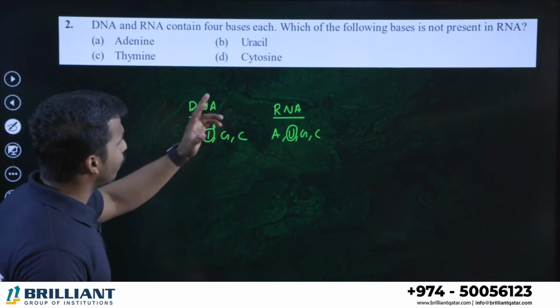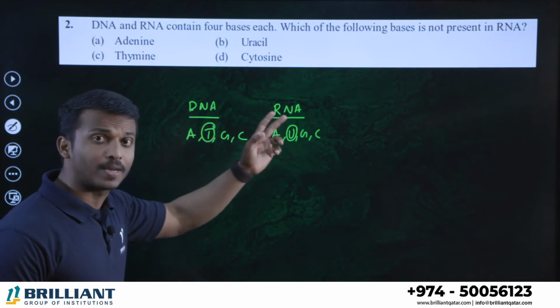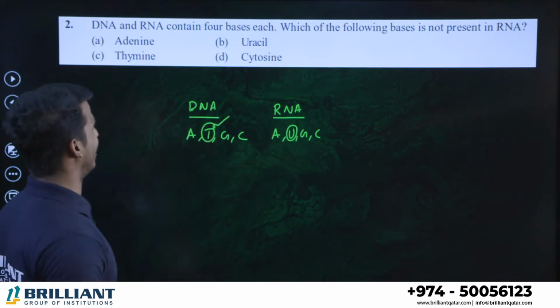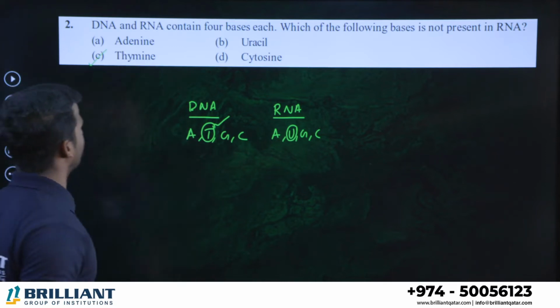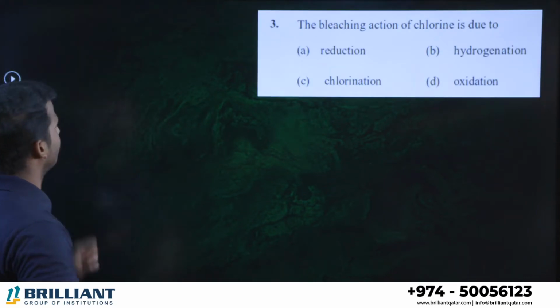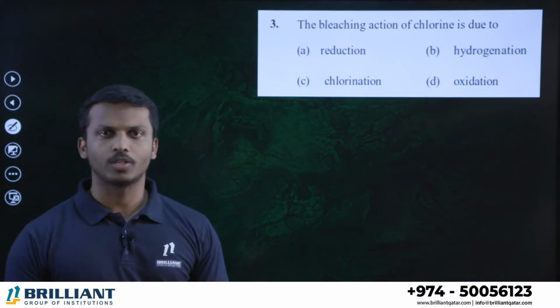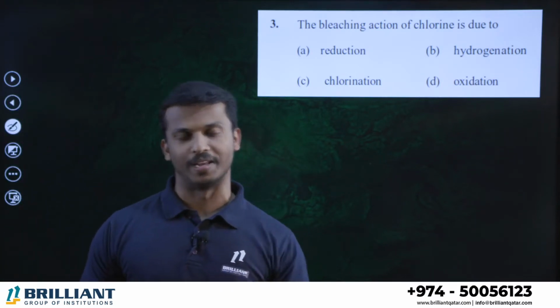So which of the following bases is not present in RNA? Thymine. That's only in DNA. So the answer is option C. Alright, question number 3. The bleaching action of chlorine is due to... Which chapter is this? P block element, group 17.